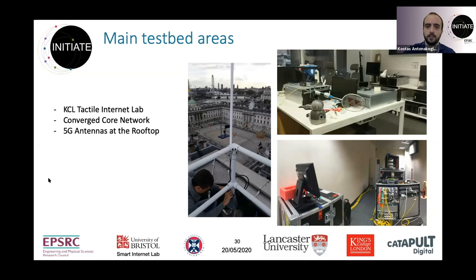Second is the converged core network area, which is at the bottom on the right, which is only accessible remotely unless there's special permission for someone to enter the space. Basically, this is our data center. The 5G core of the testbed offers connectivity, computation, and virtualization capabilities. And last but not least, we have the rooftop, where we have installed our 5G antennas and IoT antennas as well.